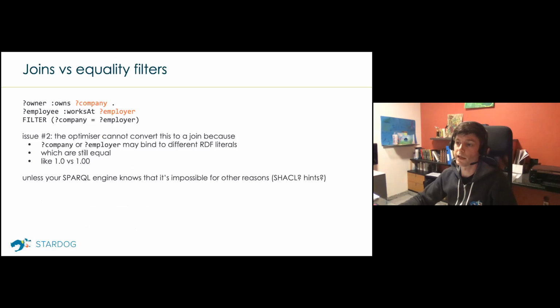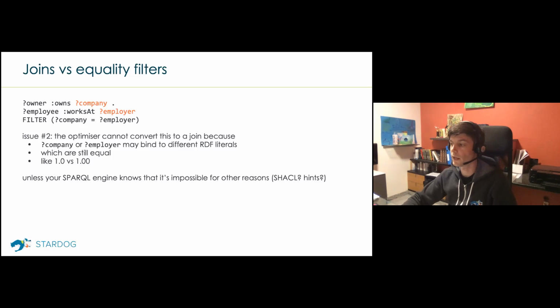And issue number two is that this filtering approach may even return different results from the join if the variables bind to RDF terms, literals, which might be equal but not identical, which is particularly true for numbers. You can have equal numbers which are different RDF terms. And when that happens, the optimizer might just fail to rewrite this into a join because it doesn't know what kind of data it's going to run that query on. And strictly speaking, according to SPARQL semantics, in this case, you cannot rename company by employer or employer by company and run this query.